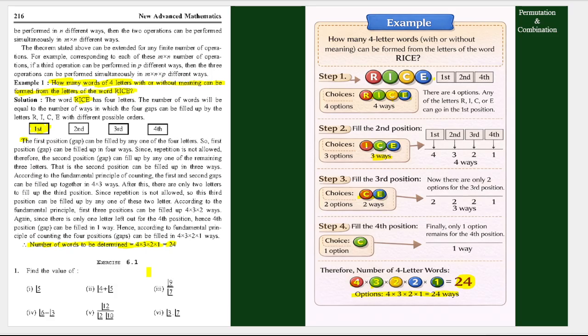Here it is taken without repetition. If repetition is allowed, then you have to do it like the mobile PIN example we used earlier. The first letter has 4 choices; if it can be repeated, the second also has 4 choices, the third also 4 choices, and the fourth also 4 choices. Multiplying them, you will get 256 ways if repetition is allowed.